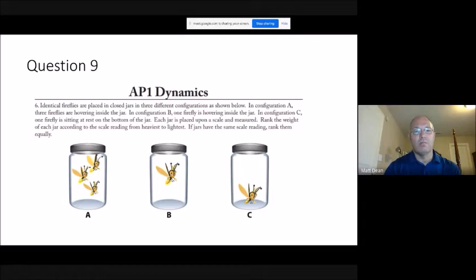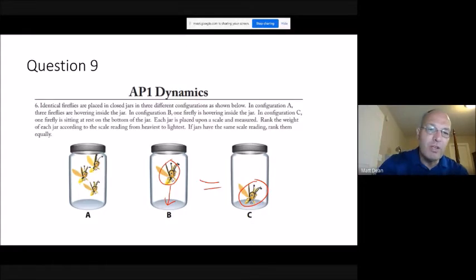So here's the thing. Some of you are going to say that C is the heaviest because it's the only one that has a firefly sitting on the bottom. But it turns out, yeah, this one's sitting on the bottom and it's pushing on the jar, but this guy to hover is pushing down with his wings with the same force that this guy is pushing down sitting there. So these two have the same weight.